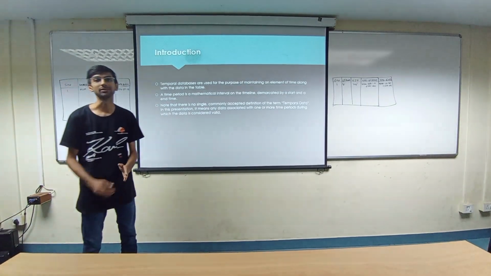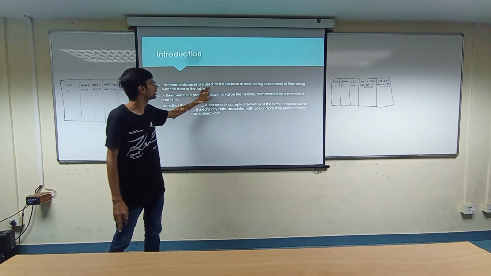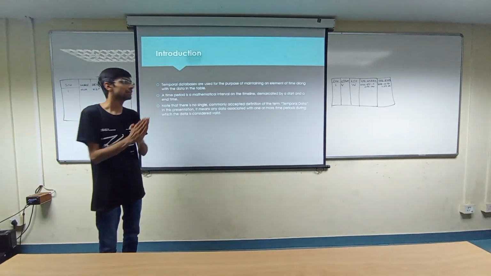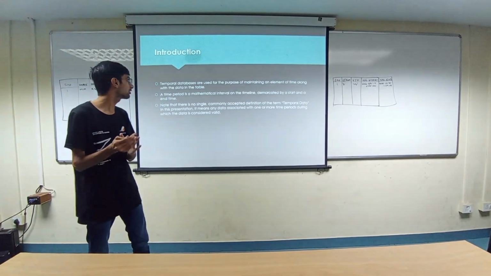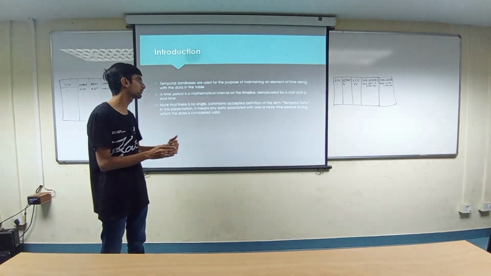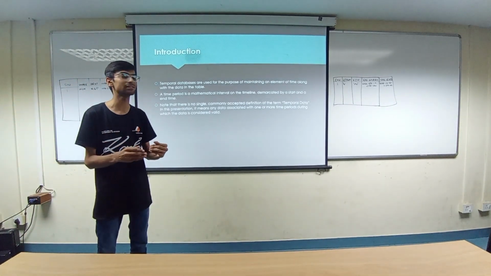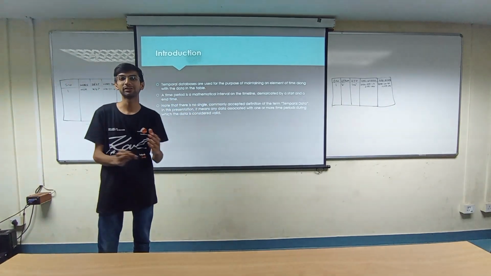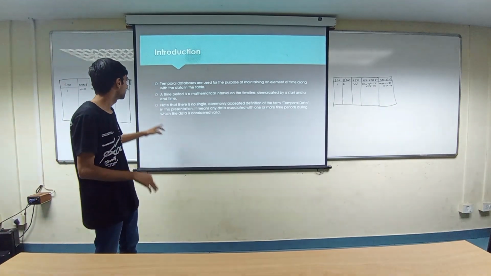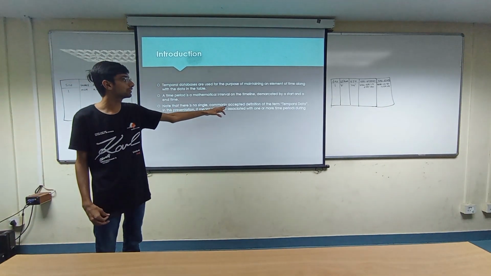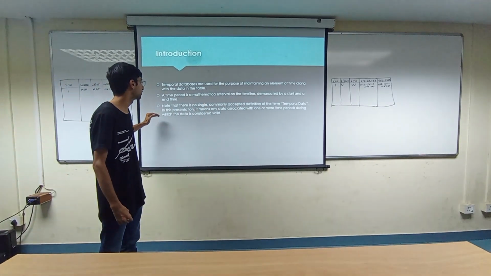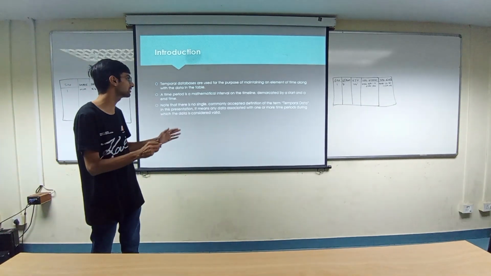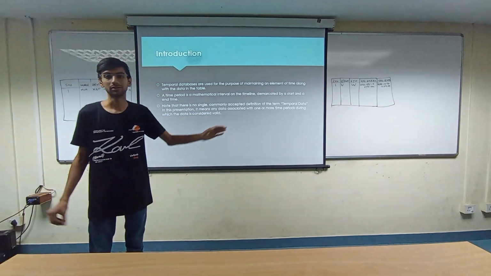So what are temporal databases? Basically, temporal databases are used for the purpose of maintaining an element of time along with the data in the table. So what does that mean? It means that we have to maintain an element of time, like to maintain the chronology of the sequence of the events that are happening. A time period is a mathematical interval, denoted by a start and end time, and there is no single commonly accepted definition of temporal data. We have to note that, because temporal data may mean different things in different contexts. Here it means that it is associated with time.